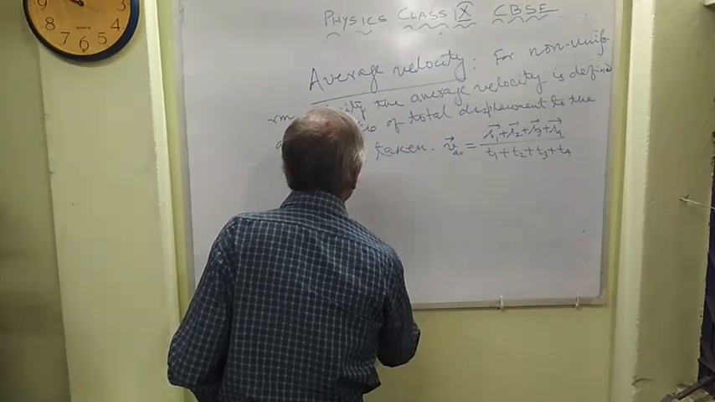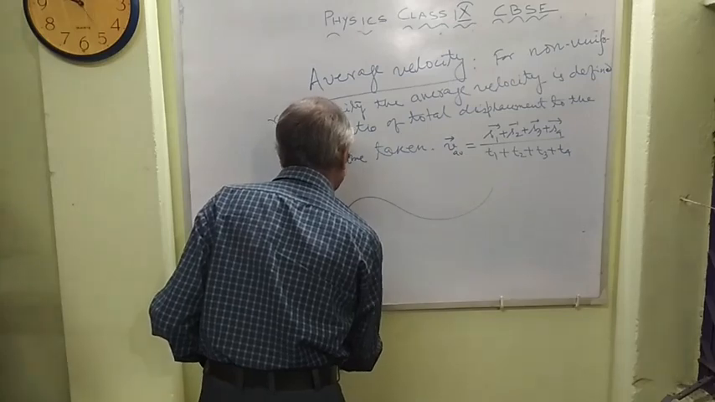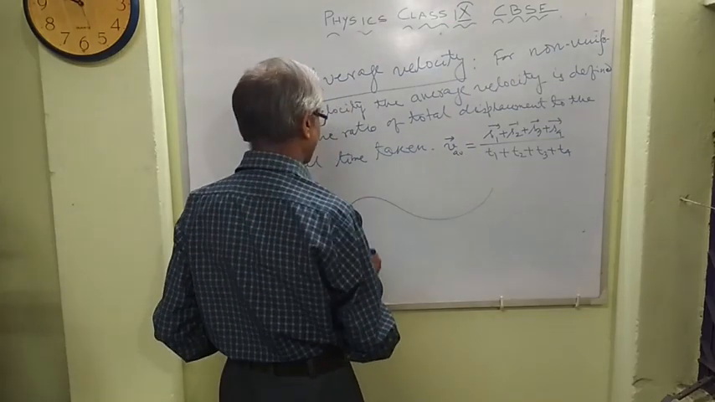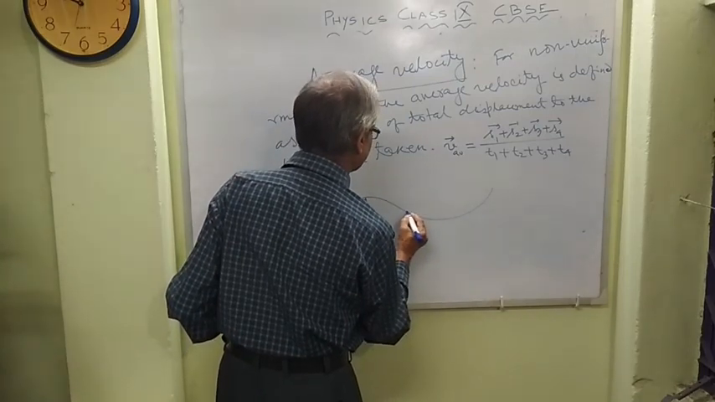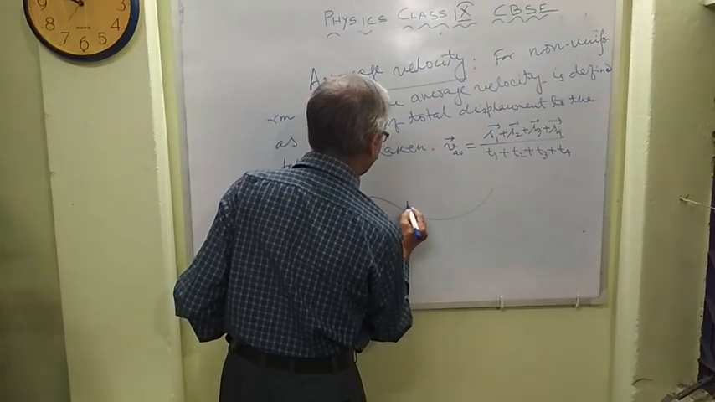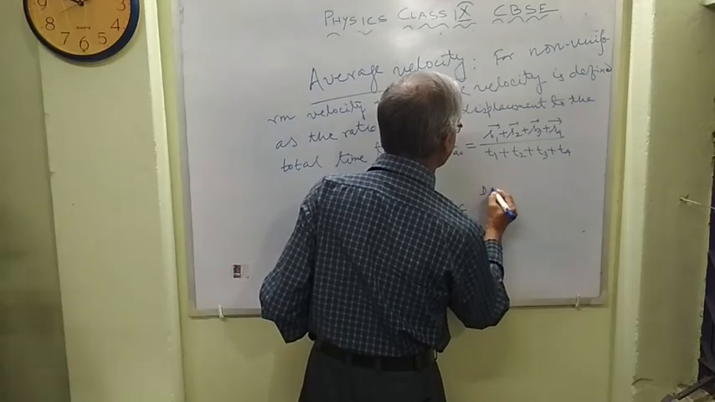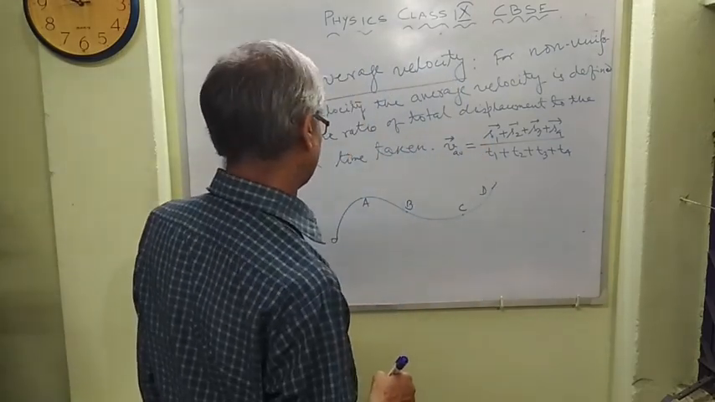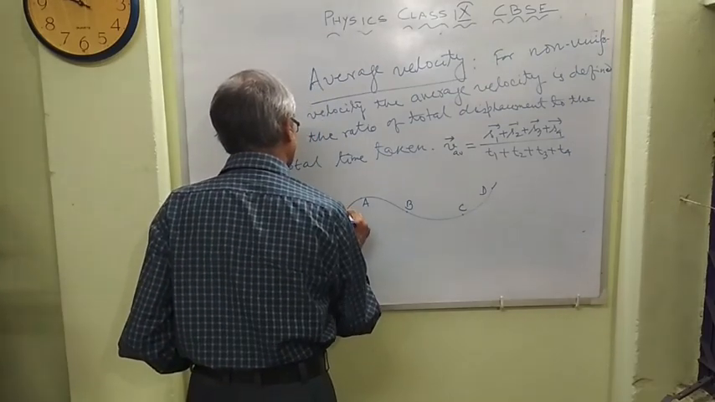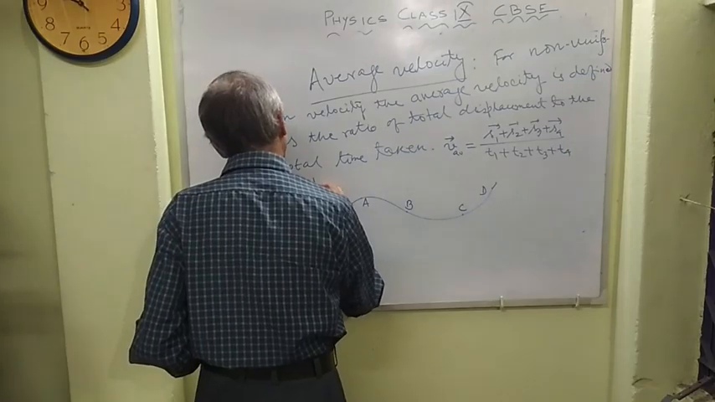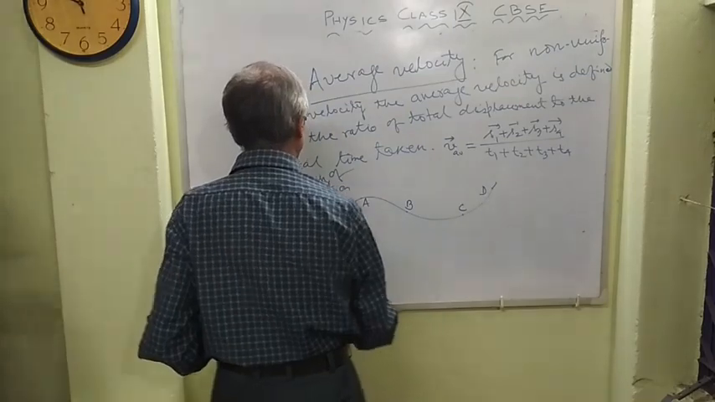We see that is the path of the motion, starting from O. Now we take different points A, B, C, and D. Now, it is the path of motion. This is the path of motion.